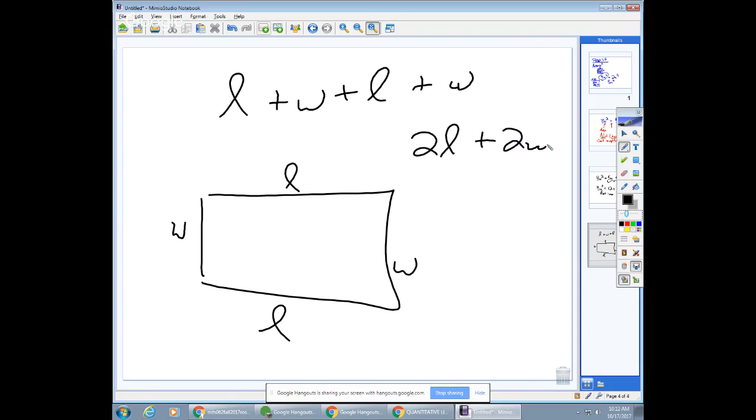So this is another example of adding like terms. Things are like if they're the same variable and they have the same power. If they don't have a power, that's like having a power of 1. Okay, so they're all alike.